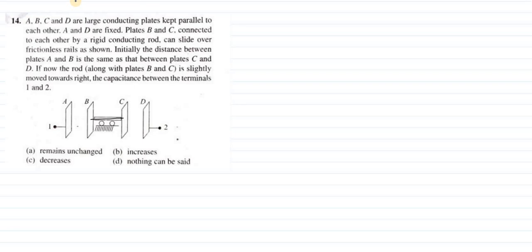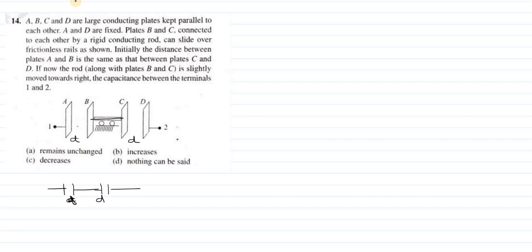So initially the distance between the plates A and B is the same as between C and D. Let us take the distance between A and B, and C and D as D. So this arrangement, I can write it in a simple way like this. So the distances are D and D.